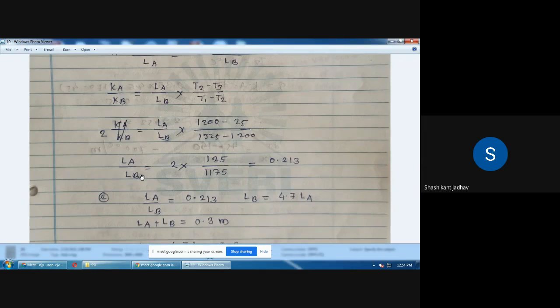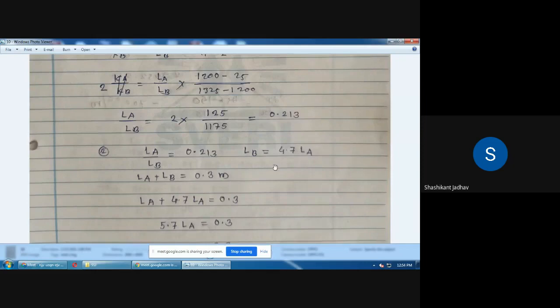In the second case we have to find out the thickness of layer A, that is, the value of LA. From the equation, LA by LB is equal to 0.213. So what is the value of LB? LB is equal to LA by 0.213, and 1 upon 0.213 is nothing but 4.7. So from this equation, LA by LB is equal to 0.213, we get LB is equal to 4.7 into LA.